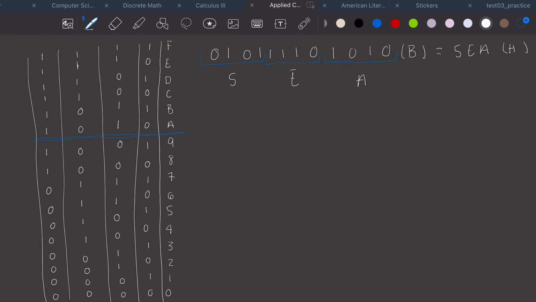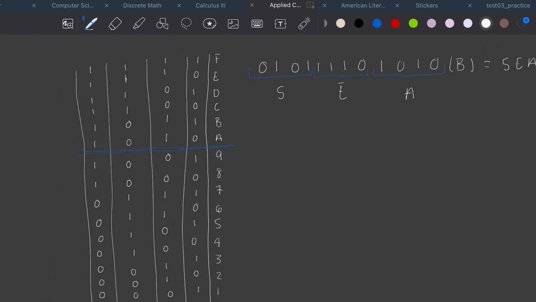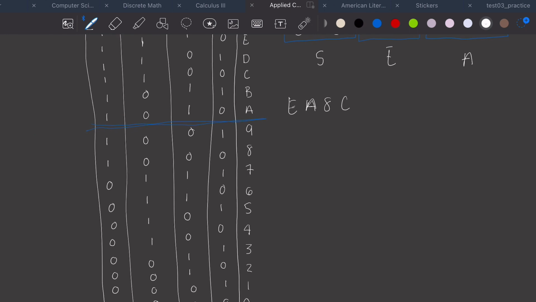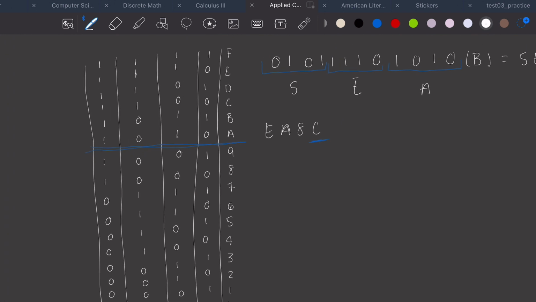So now I will try to convert something from hexadecimal back to binary. Here I will just do EA8, and I'll do one more, C. So EA8C. Again, I'm going to be starting off with the last part of the hexadecimal number that I have. So C in the binary table is 0 0 1 1.